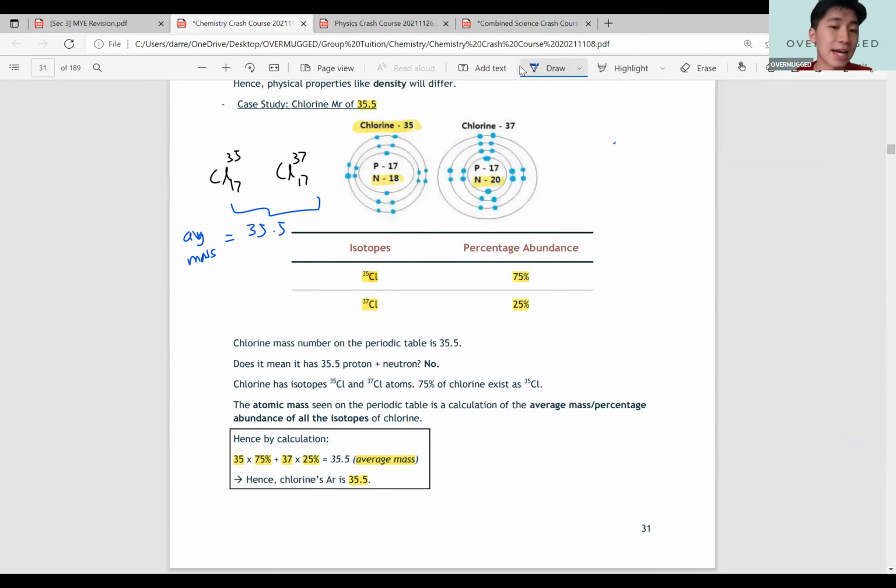If the elements are different, they are not considered isotopes. They are just different elements. Isotopes only apply if they are both chlorine, but one is chlorine 35 and one is chlorine 37. That's how it works.